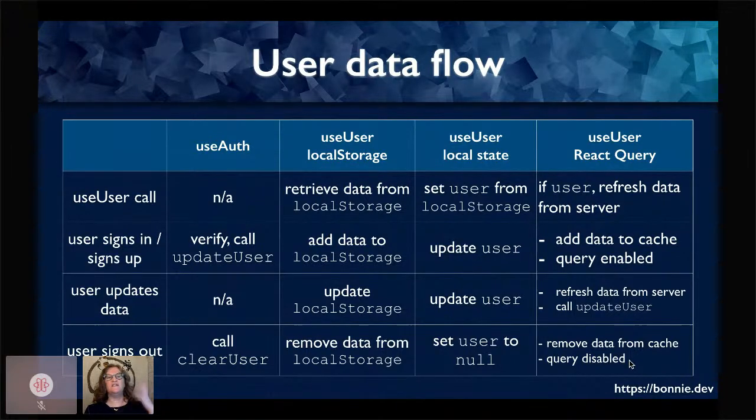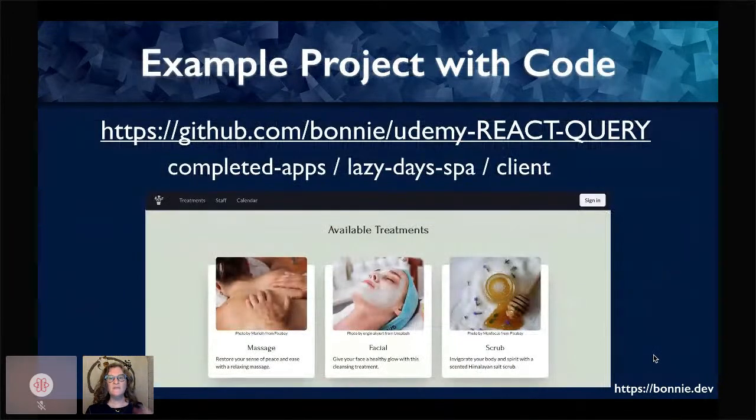So that's a lot of details. useUser has a lot of responsibility because it's responsible for making sure that all of the players know what's going on. If you'd like to see the code, you can go to GitHub here. Go to this repository in GitHub, and you can go to completed apps. This spa is called Lazy Days Spa, and you can look at the client.